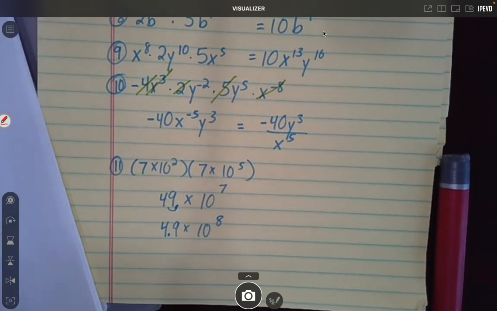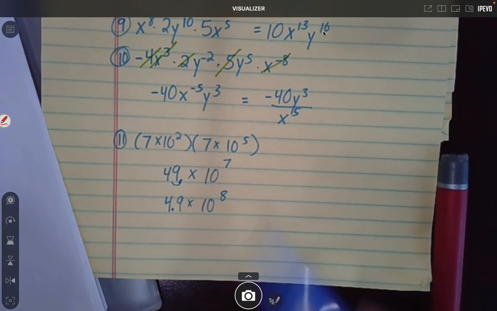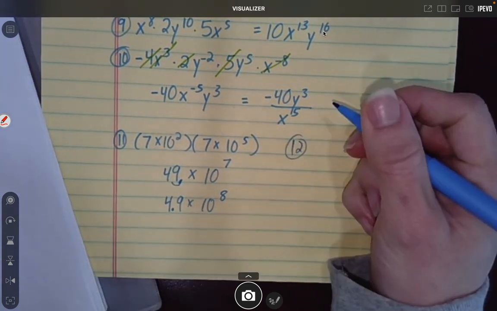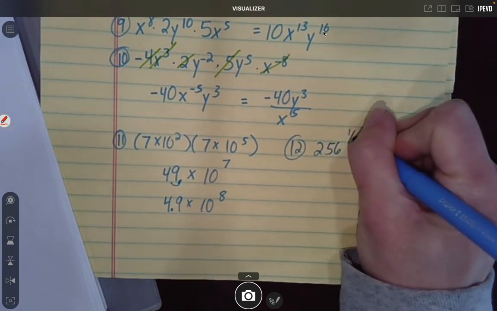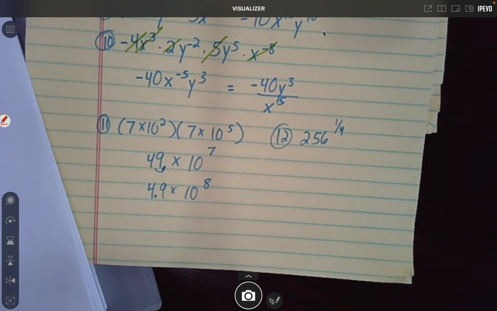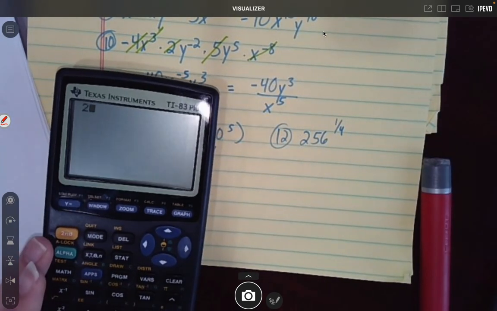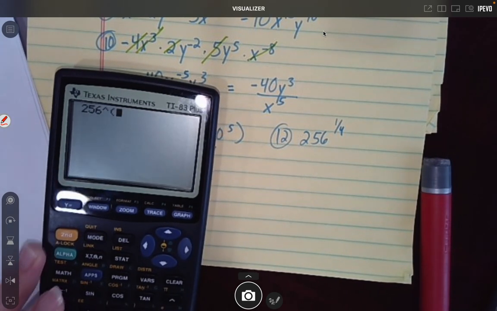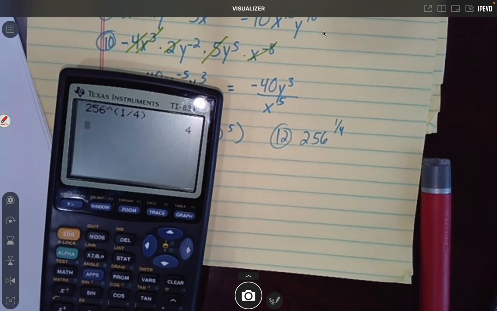All right, so that's number 11. Number 12, it says 256 to the 1/4. Okay, best way to do that is to just type it in your calculator. I would just do 256 to the, I'm using my old calculator, so I put it in a fraction. Let me grab my new calculator. I get 4. Did y'all get 4?